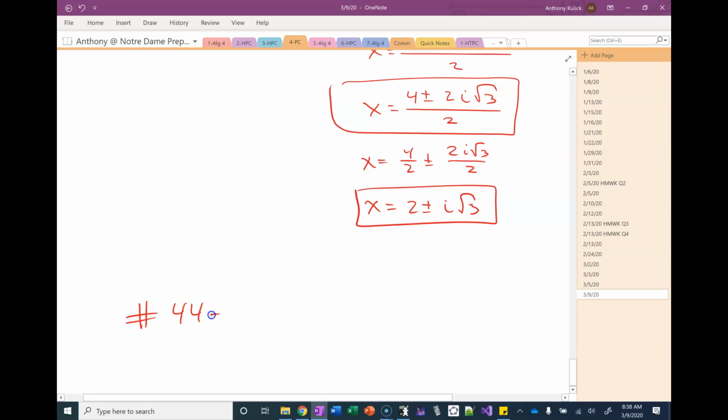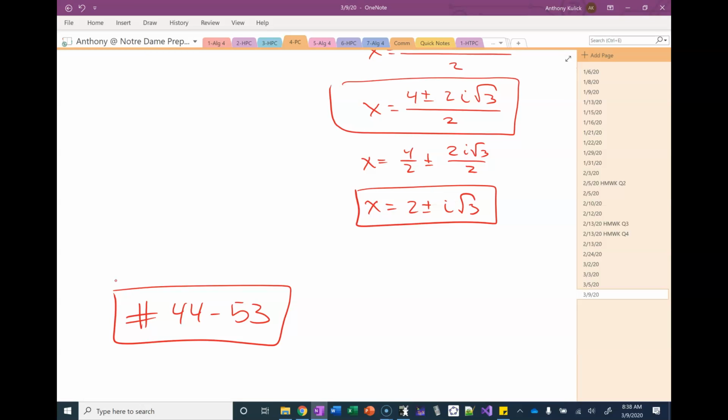So for tomorrow, you guys have a couple of problems on the back of the worksheet that you said you still need to finish up. And then I'd like you to try 44 through 53.